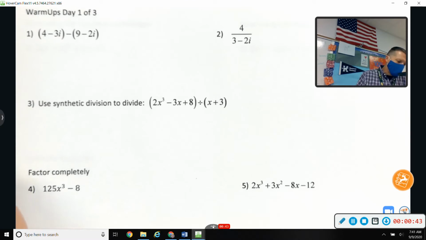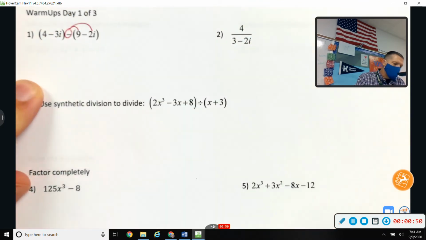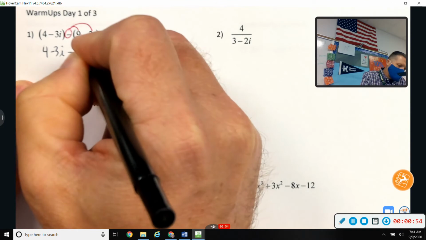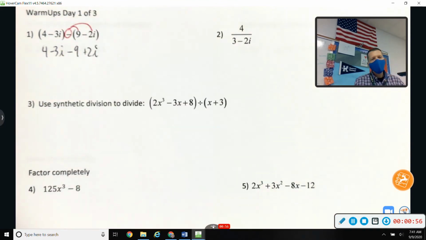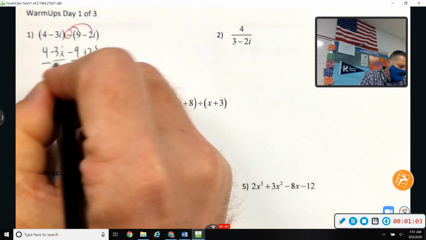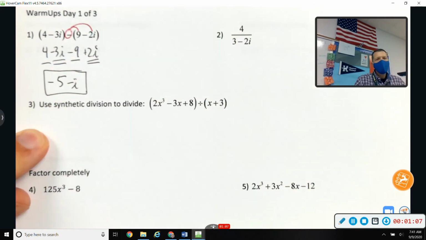All right, so number 1, that's pretty easy, but we got to make sure we can distribute. I guess that's really the only issue with number 1. 4 minus 3i minus 9 plus 2i, and then collect like terms. So 4 minus 9 would be negative 5. Negative 3i plus 2i is minus i. Easy one to get us rolling.